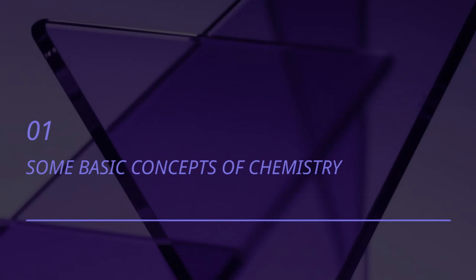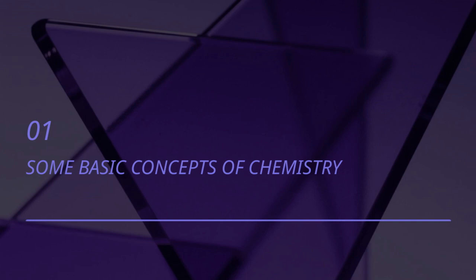Let's start by exploring some basic concepts of chemistry. First, chemistry is all about understanding the composition, structure, and properties of matter. It helps us explain how and why things happen at a molecular level. When we talk about matter, we're referring to anything that has mass and takes up space. Everything around us, air, water, the food we eat, are all forms of matter.